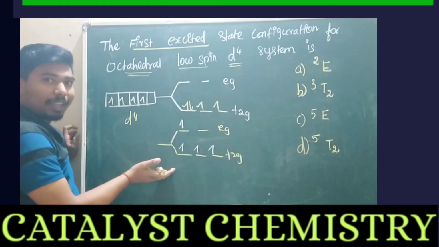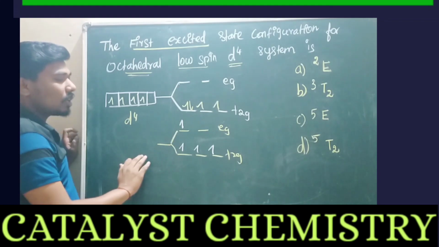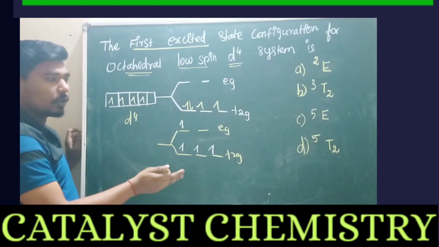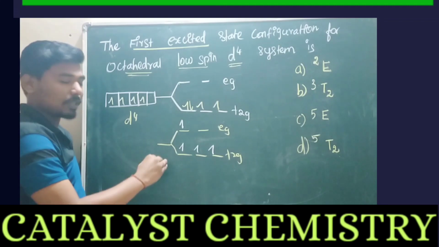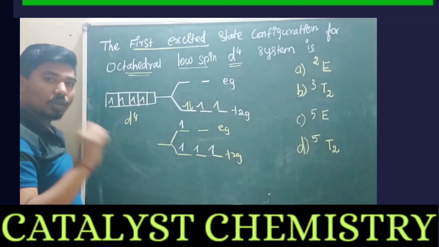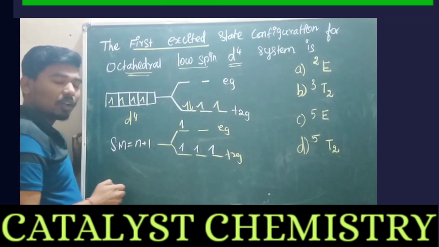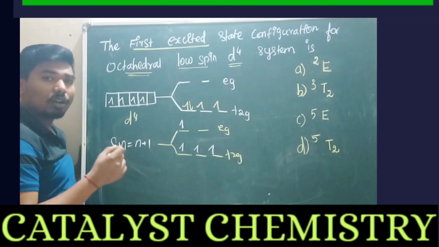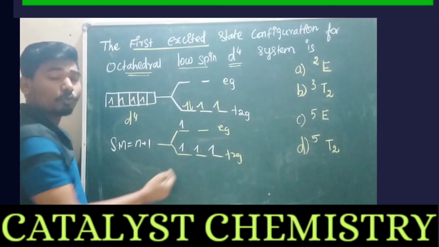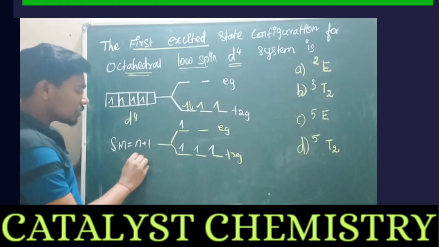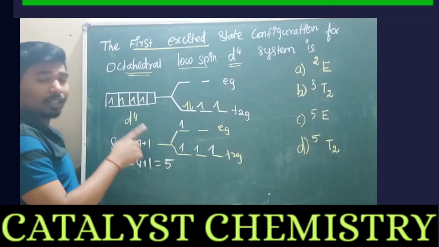Okay, so how does this look? It looks like a d4 high spin configuration. Now let's use the Mulliken term symbol. How to identify it: first we should identify the spin multiplicity. We know the shortcut we taught: spin multiplicity is equal to n plus 1. Okay, what is n here? Number of unpaired electrons. In this excited configuration we have 1 2 3 4, there are 4 unpaired electrons. So it is 4 plus 1. So the spin multiplicity should be 5 in the term symbol.